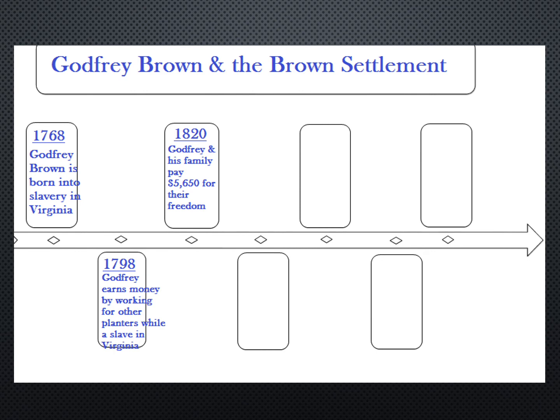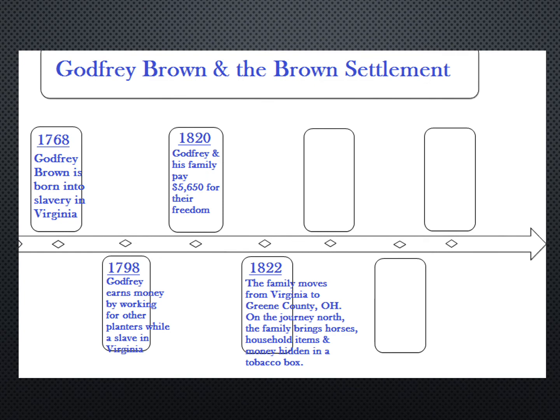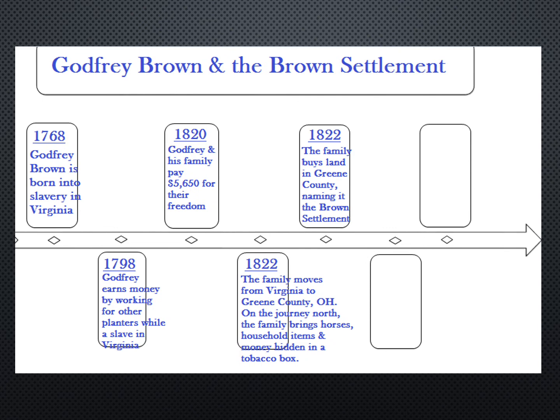So what's the next date on this slide? The next one's a little tricky. All right, there's two 1822s. So it's going to be the 1822 where the family moves from Virginia to Greene County, Ohio. And on the journey north, the family brings horses, household items, and money hidden in a tobacco box. So the family starts heading to Ohio about 2 years after they buy their freedom. So the next one is going to be the 1822. In 1822, once they get here, the family buys land in Greene County and they name it the Brown Settlement.